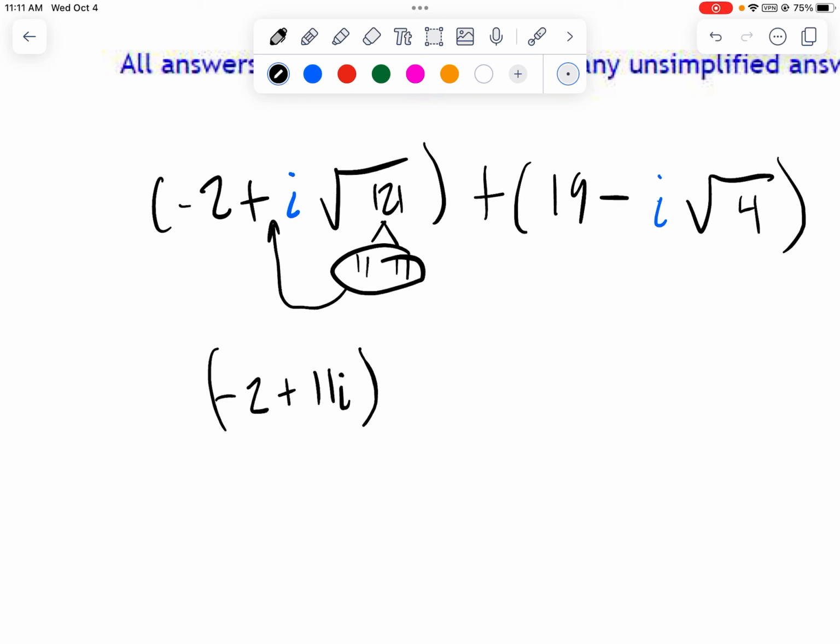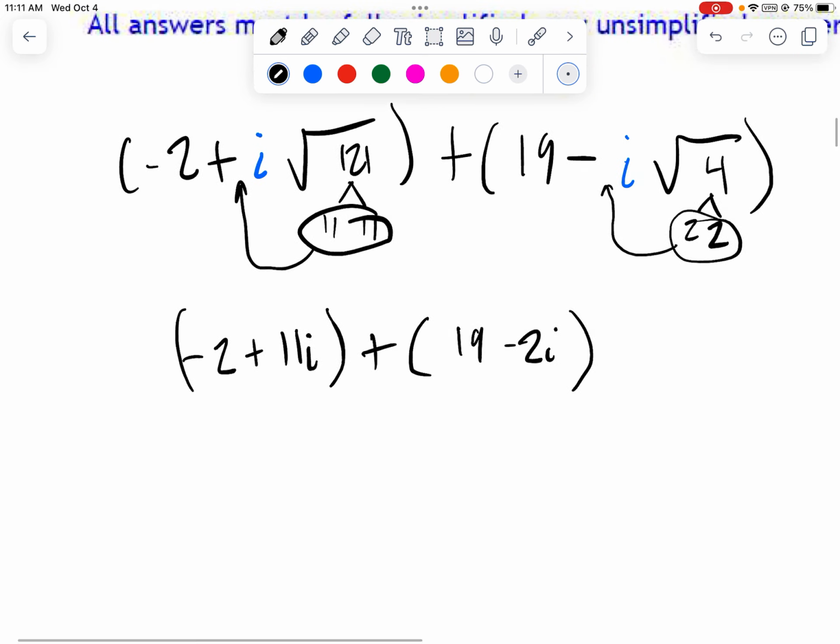Okay, on the next one, the i will come out, right? 4 is 2 times 2. A 2 comes out in front of your i. So then we have plus, parentheses, 19 minus 2i. There you go. So now you simplify the expression more.